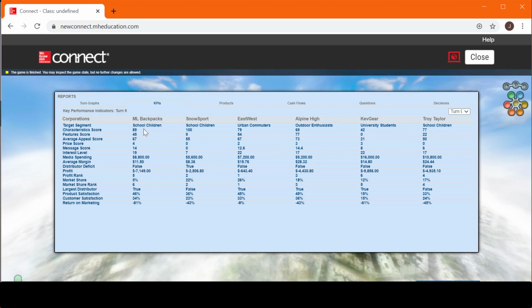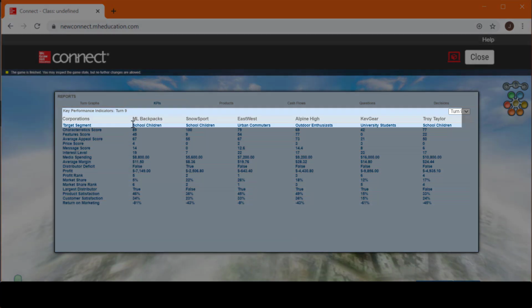You can learn what their target segments are. I can see here, ML Backpacks, my team, I decided to target school children. Well, so did Snow Sport, and so did Troy Taylor. I had a lot of competition in that area. Other companies chose to do urban commuters, outdoor enthusiasts, and university students. Nobody targeted the luxury market.